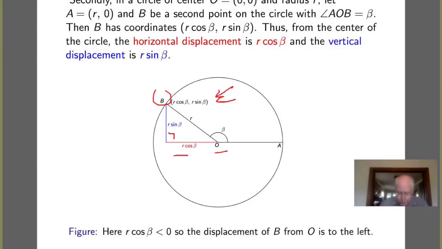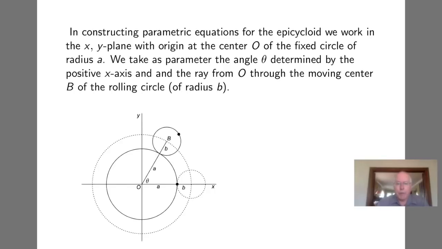The horizontal displacement will be r times the cosine of whatever angle we have here, and similar for the vertical displacement. Now notice that we're talking displacement, not distance. Displacement to the left is considered negative, so in this case, r cosine beta would be negative because the displacement of B from the center O is to the left. So in constructing the parametric equations for the epicycloid, we're going to work in the xy plane. The origin will be at the center O of the fixed circle.